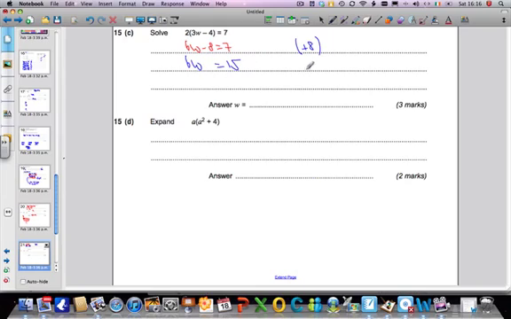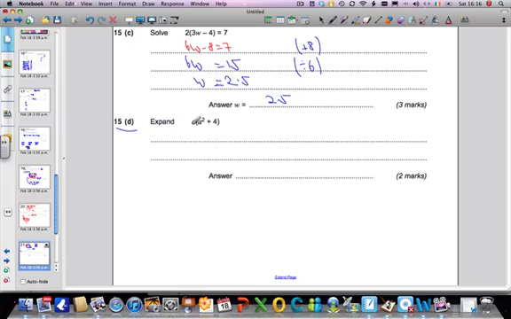And now what we're going to do is divide both sides by 6 to work out what w is. 15 divided by 6, well, let's see, how many times does 6 fit into 15? It goes in 6, 12, so it goes in twice, with remainder 3, and 3 over 6 is a half. So it goes in 2.5 times. The answer is 2.5.